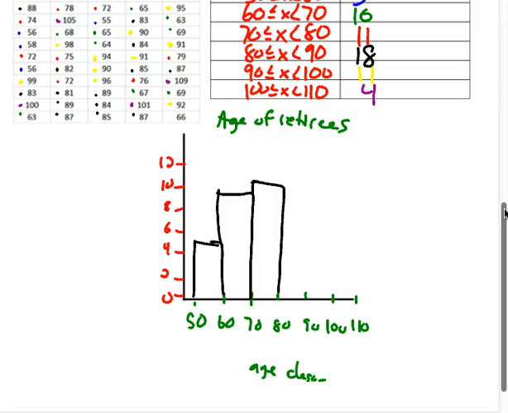80 to 90, oops, still not going high enough. 14, 16, 18 is going to be up there. Coming way up here, 18 of them. Then down to 11 again. And then down to 4. All right, so there is our histogram.